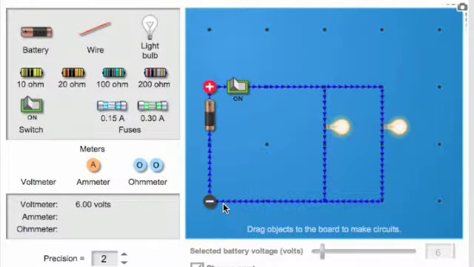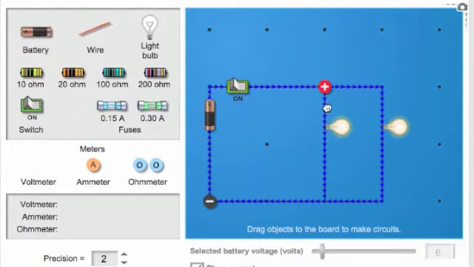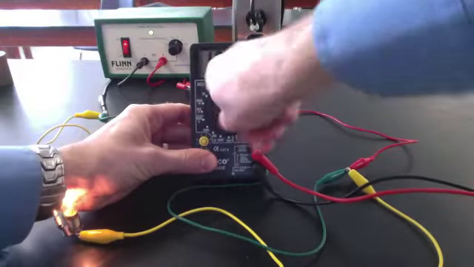We use a voltmeter to measure the voltage across a component. We place the red wire closer to the positive side of the power supply. We can see the voltage from the power supply is 6 volts. The voltage across the first light bulb is also 6 volts, and the voltage across the second light bulb is also 6 volts. Let's use our multimeter to check the voltage.